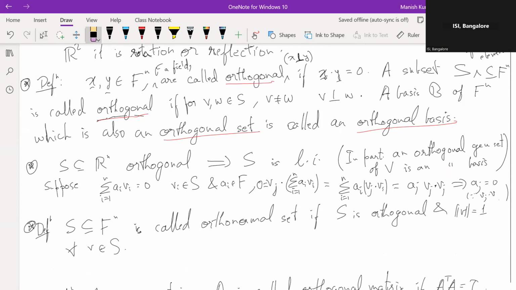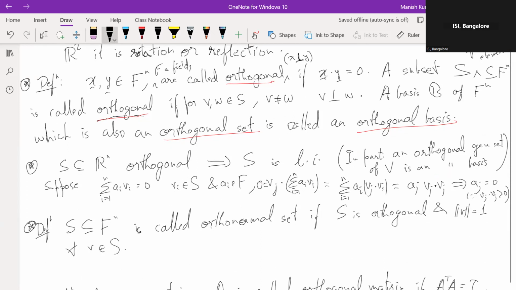Okay, so let me write this more clearly, because Vj dot Vj is positive. If you have an orthogonal set in Rn, then it is automatically linearly independent, and hence if it generates, then it is a basis.